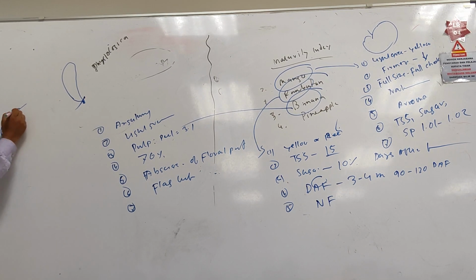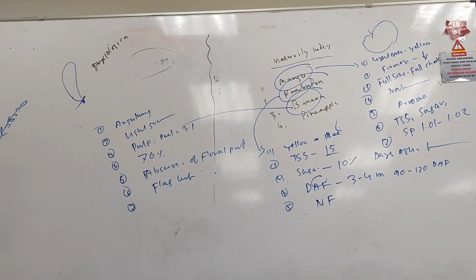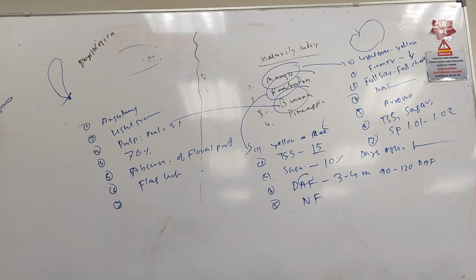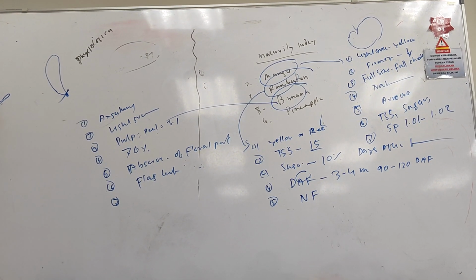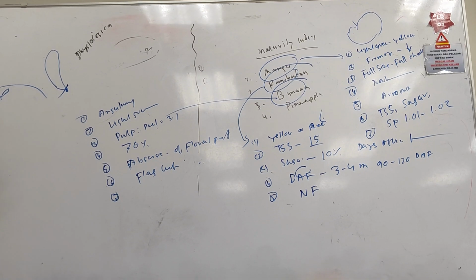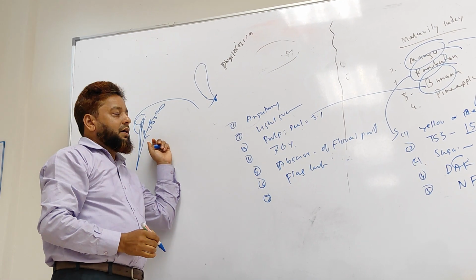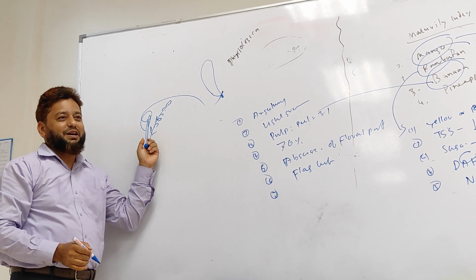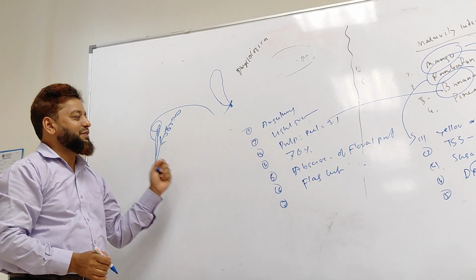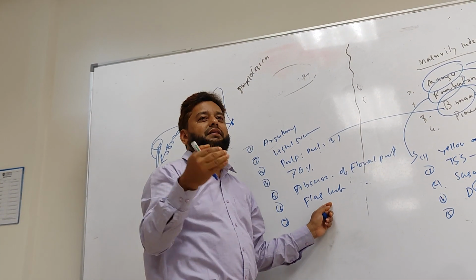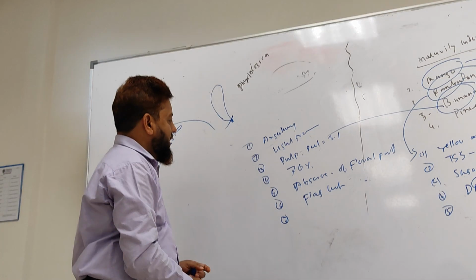Okay, so if it is in the inflorescence, one leaf is attached to this inflorescence. This leaf you can call the flag leaf. If the leaf is attached to the inflorescence, then we can call it the flag leaf. If the flag leaf dries, it will turn brown in color. Then it's okay to harvest.